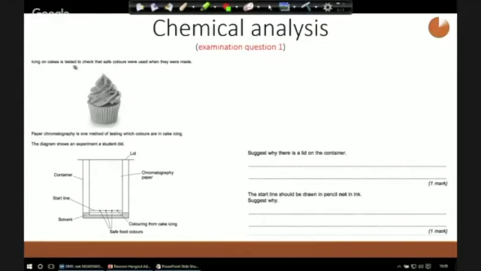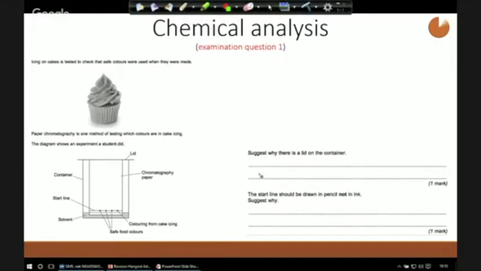So question 1. Icing on cakes is tested to check that safe colours were used when they were made. Paper chromatography is one method of testing which colours are in cake icing. The diagram shows an experiment a student did. Now 2 questions. Suggest why there is a lid on the container. The start line should be drawn in pencil, not in ink. Suggest why.